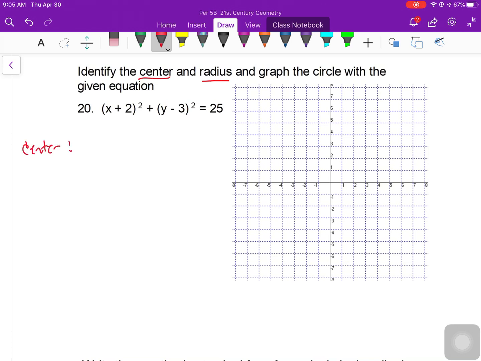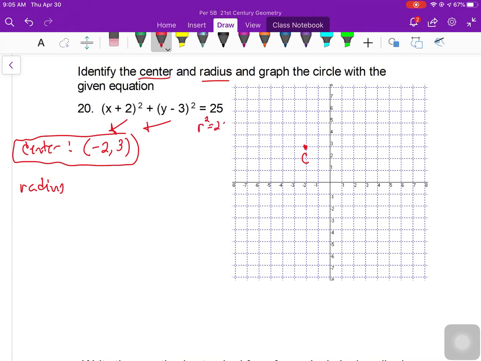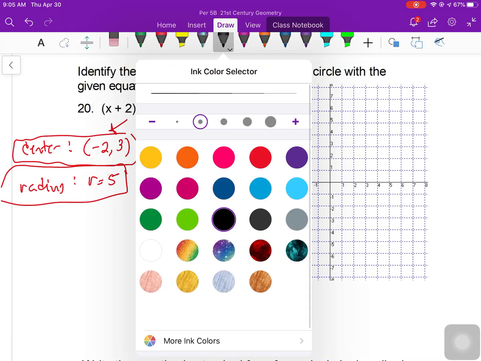This one, they've asked us to identify the center and the radius. We always need the center first. The center, negative 2, positive 3. Recall it's the opposite of what you see in your equation. Left 2 and up 3. There's my center. The radius. Well, I know that r squared is 25, so my radius is 5.